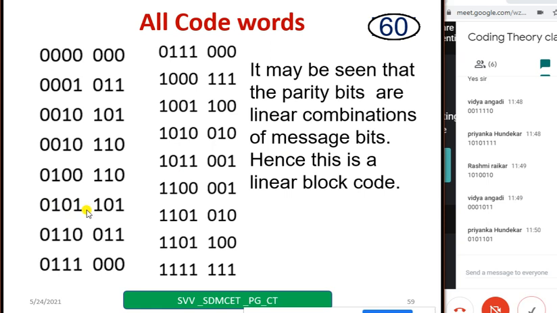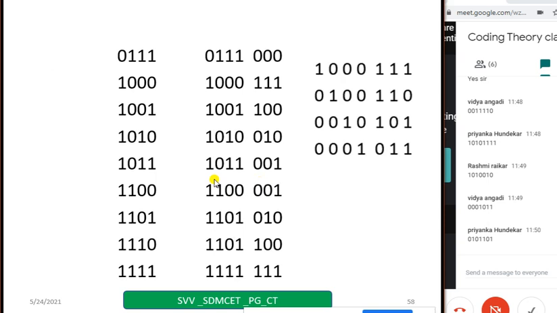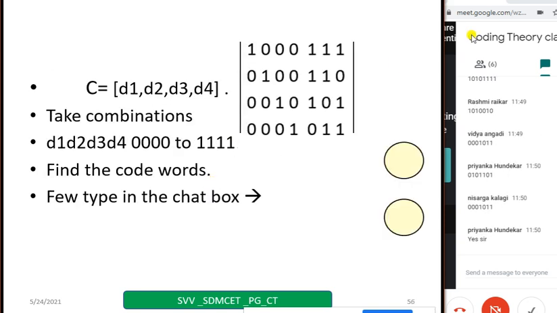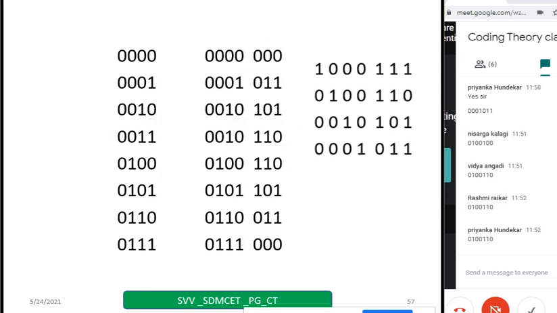Can you do one more or two more without seeing our slide? If the answer is correct, then I'll be happy to continue. Even Priyanka also got 110.